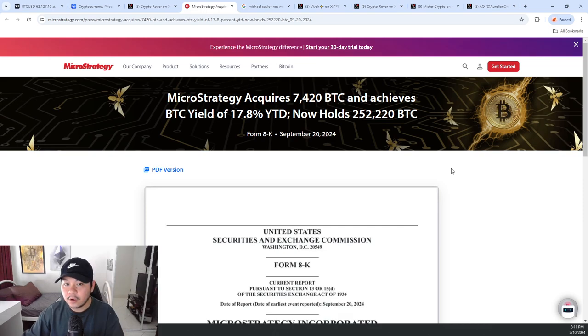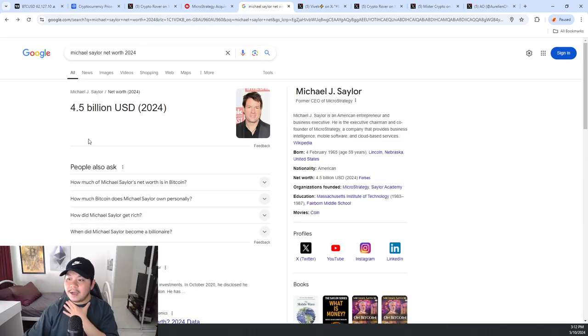252,220 Bitcoins. Okay, and this was the last update, right? September 20th, 2024. So MicroStrategy owns almost 300,000 Bitcoins, which is insane. Not as much as BlackRock, though. BlackRock owns almost 400,000 Bitcoins, but this is obviously an astonishing amount, right? This is amazing.